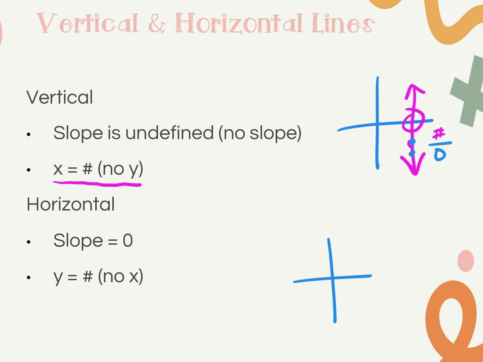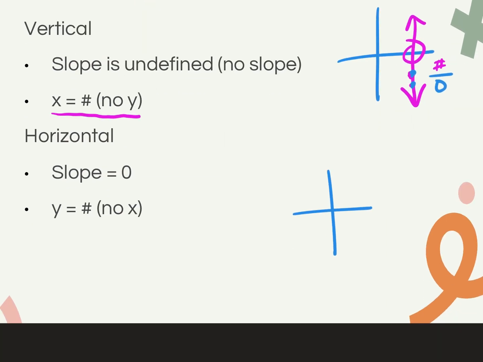That's why it's undefined, because you're not moving left or right at all. There's no run. There's a rise, but there's no run. So just the opposite, think about a horizontal line. Where does the horizontal line touch? What axis? The y. That's why it's a y equals. There's no x.